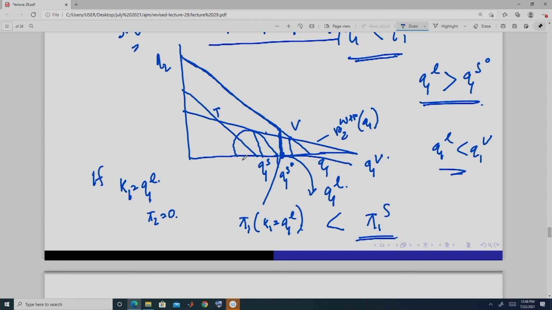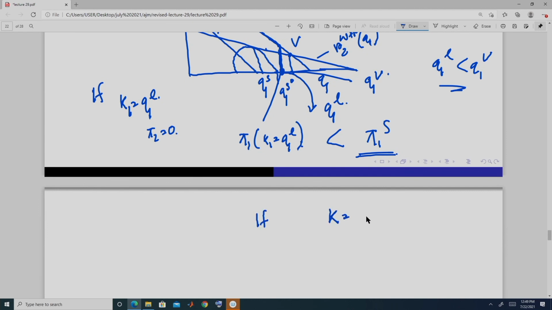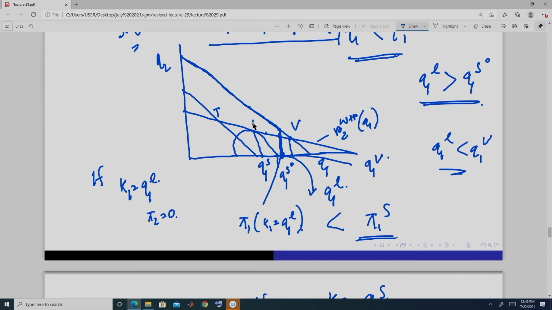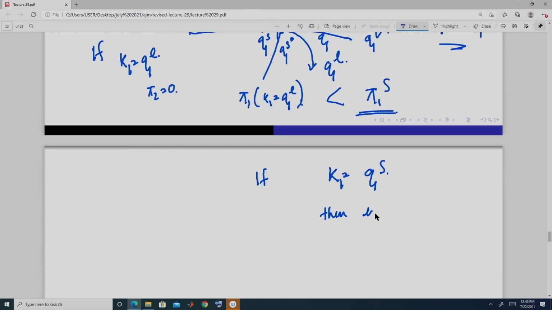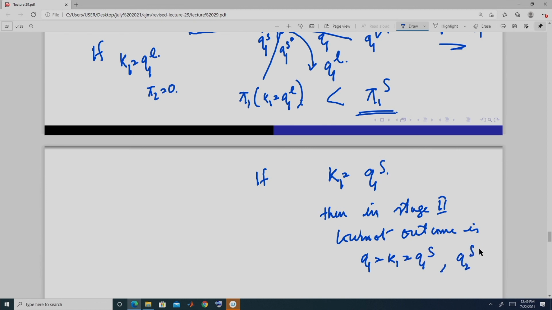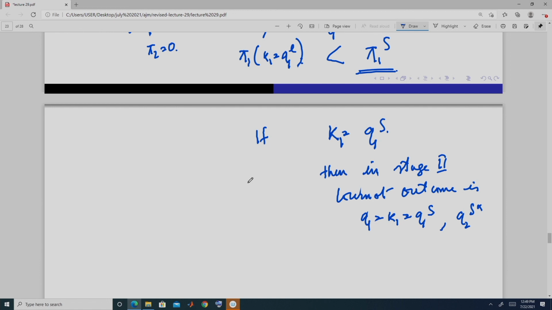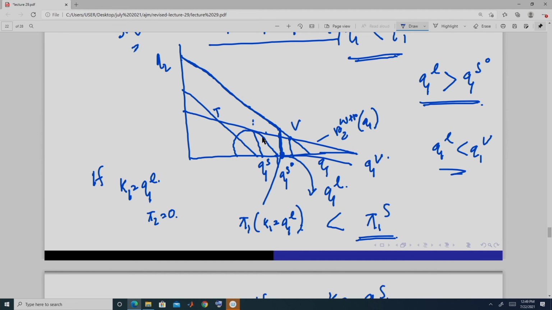So, in this case, if K1 is equal to the output of this Stackelberg thing, then in stage 2, the Cournot outcome is Q1 equal to K1 equal to this, and Q2 is this, because if this is the case, firm 2 is going to earn a positive profit, because Q1L at this point is the limit output of firm 1. So, firm 2 has entered.